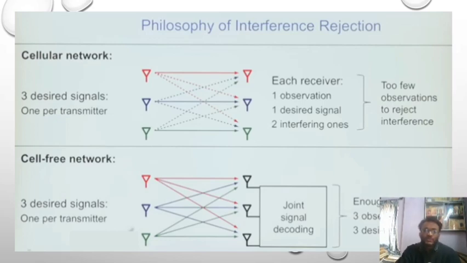And therefore in the cellular network, the philosophy is interference rejection, so we can reject the interference and any kinds of false alarm, etc. In the cellular network, only one observer survives, that's the line of sight, and the others are considered as interference. Whereas in the case of the cell-free network, all the points carry desired signals, and joint signal decoding basically takes place.